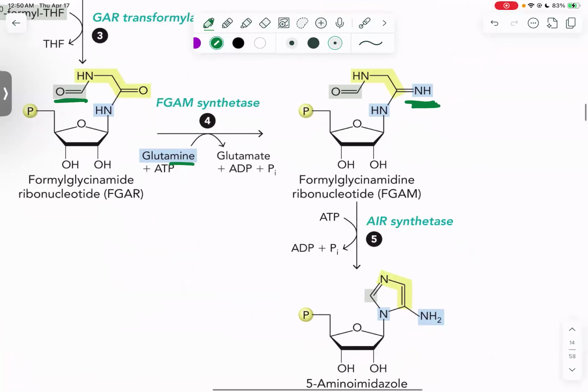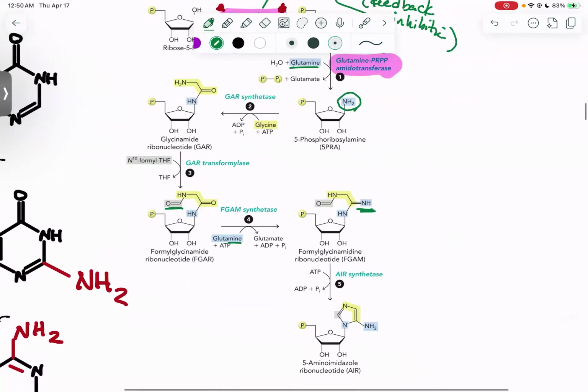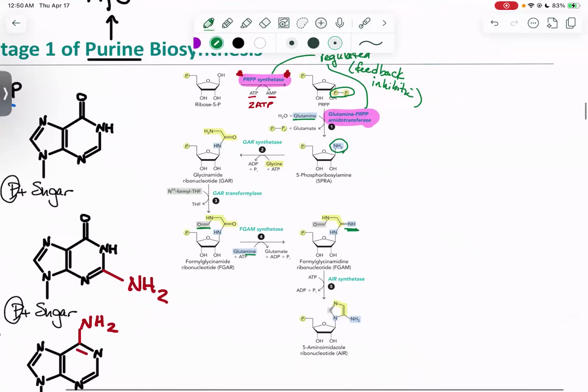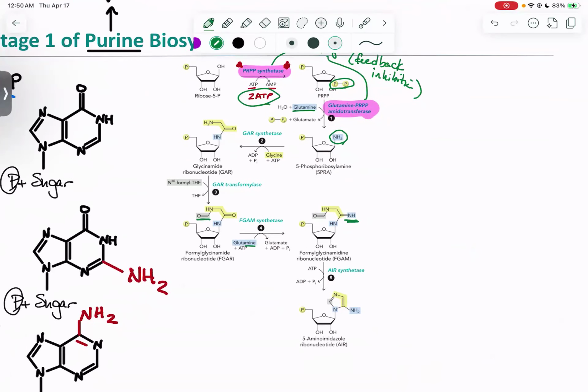And then we're going to go ahead and close the ring. To close the ring, that's going to require some ATP. Anytime you have to cut off a nitrogen-containing group, you need to use an ATP. So gosh, we're using a lot of ATP. Let's backtrack. We need 2 here. We're going to need our ATP here. We didn't have to use it here because we had PRPP, and so that pyrophosphate kind of ran the reaction.